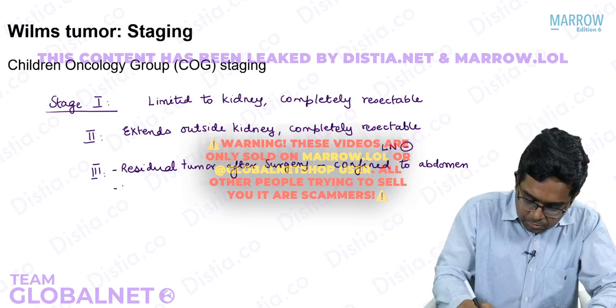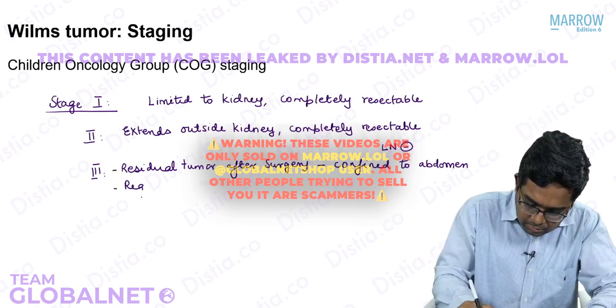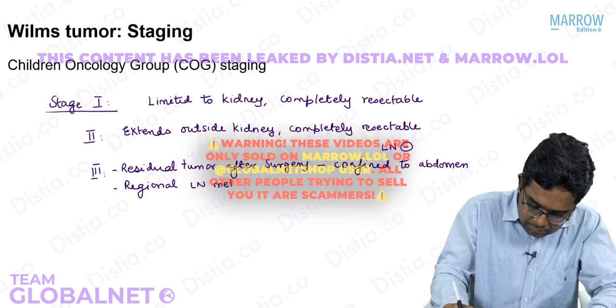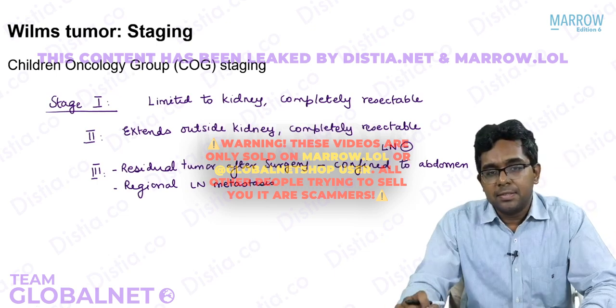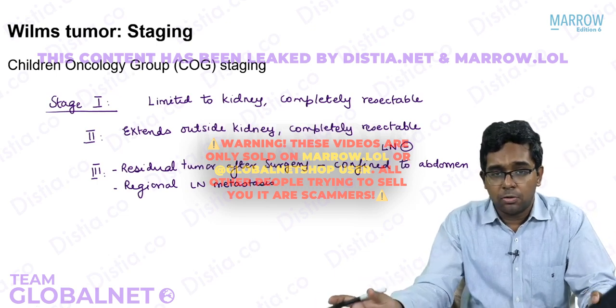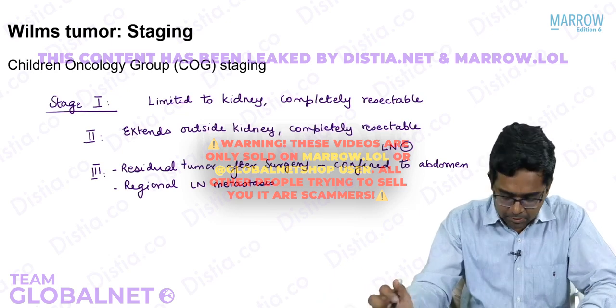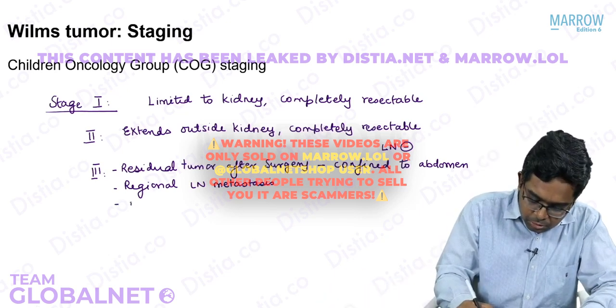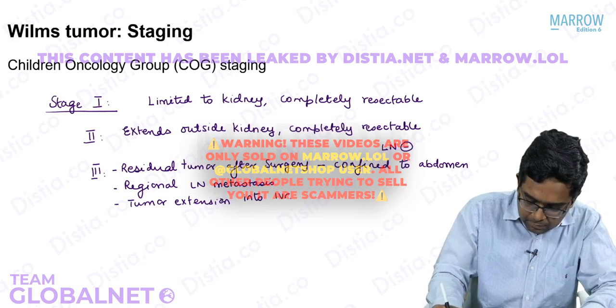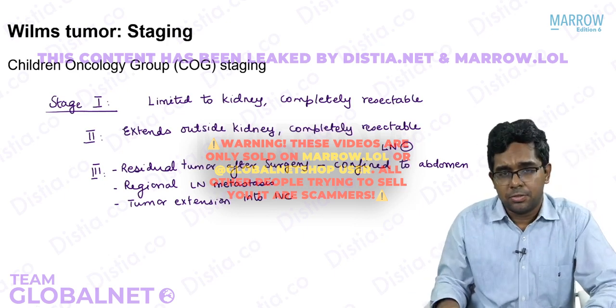Stage 3 also refers to presence of regional lymph node metastasis. That is involvement of the lymph nodes in the abdomen only. Then it is called regional lymph node metastasis, stage 3. It also includes tumor extension into the inferior vena cava. Okay, into IVC. That is also included under stage 3.